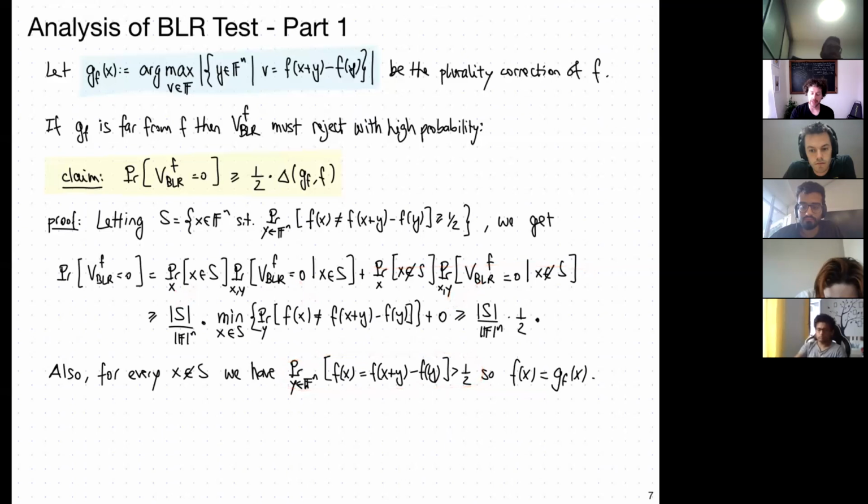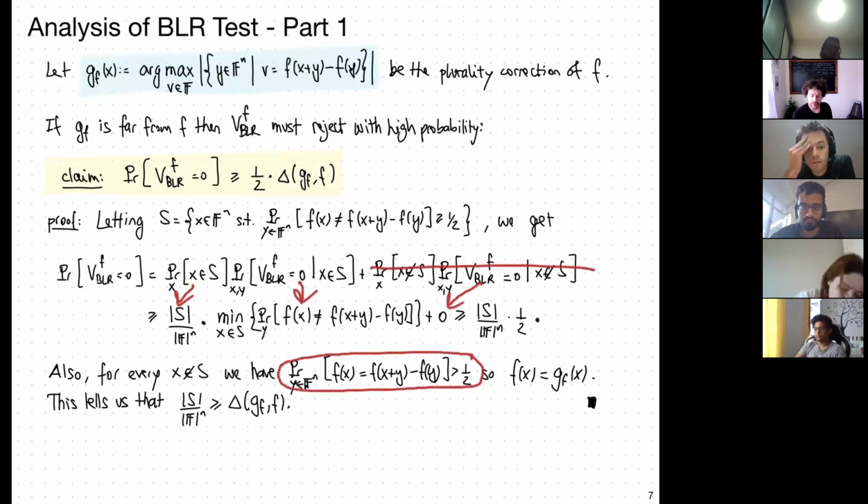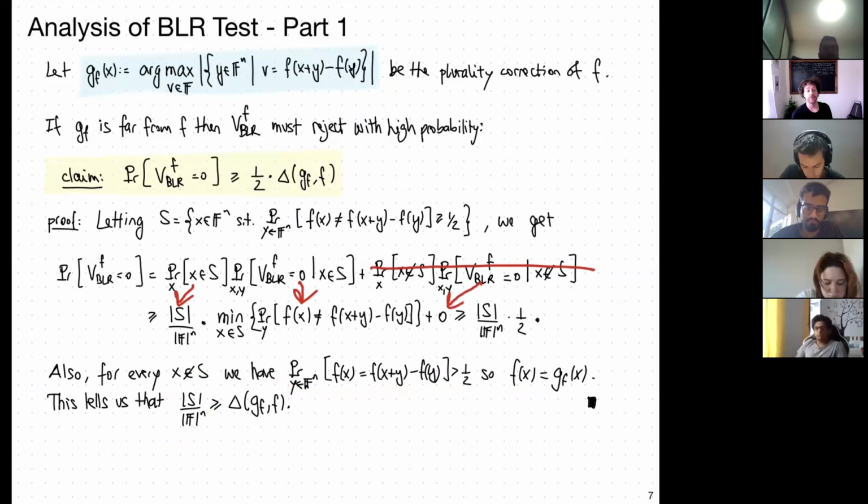So what does it all mean? Let's summarize that. It just tells us that we can lower bound, maybe I shouldn't use so many notations. Okay, so we can lower bound S over F by the distance of GF from F. Okay, so what is happening? Let me just say it again, and then I'll answer some questions.